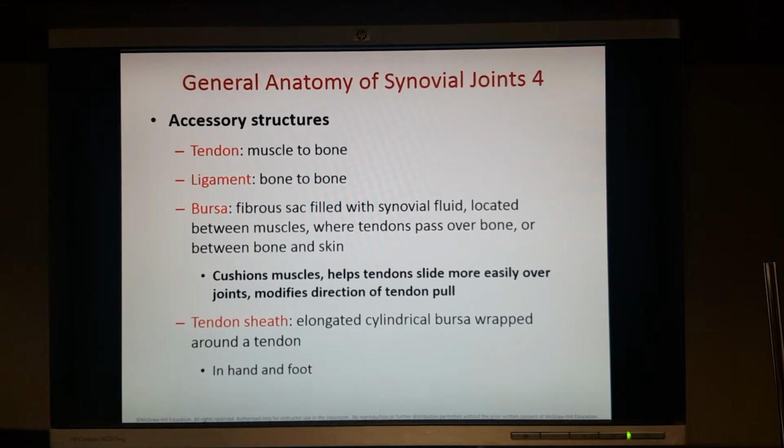So there's two types of cushions. You have a bursa, which helps to cushion, and then a tendon sheath, which wraps around tendons, which is very similar to the bursa and is found in the hand and foot. And again, keeping the skin and other soft tissues from rubbing against the joint during movement.